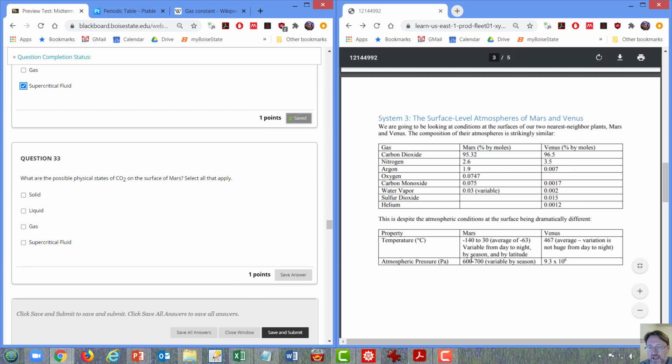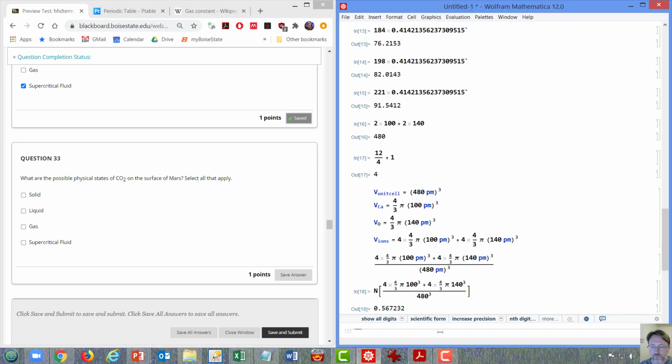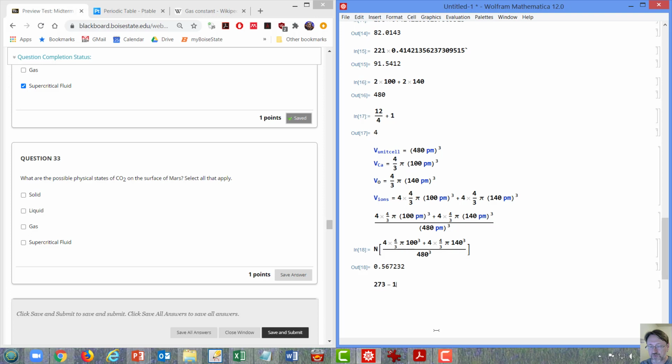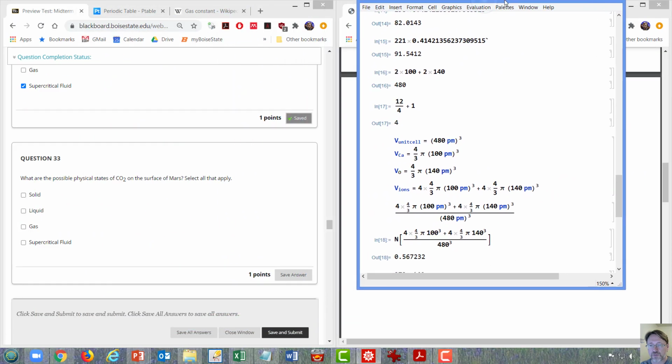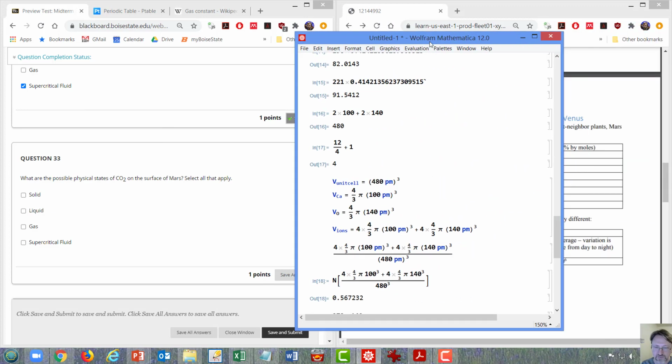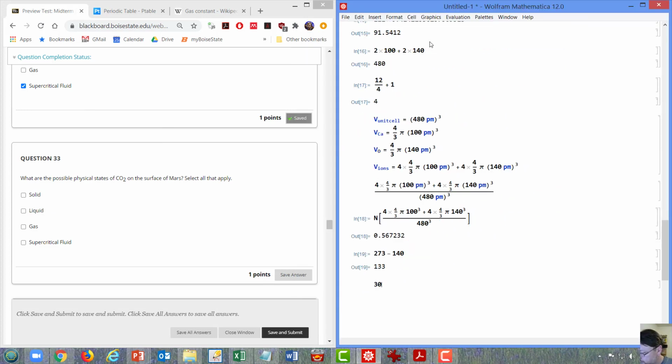So Mars has a range of temperatures and a range of pressures. So negative 140. So we can take 273 minus 140. 273 minus 140 is 133. And the other temperature that we have is 30. So 30 plus 273 is 303. So our temperature range is 133 to 303.